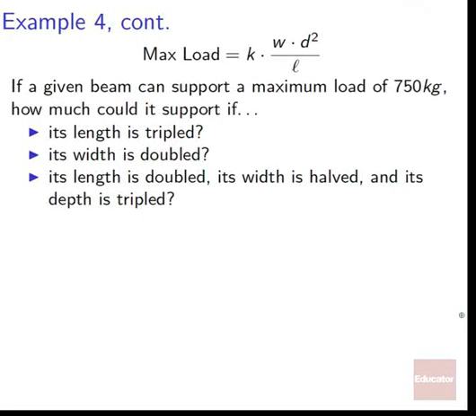Okay, so now that we've got our max load formula here, if a given beam can support a maximum load of 750 kilograms, how much could it support if its length is tripled, or its width is doubled, or its length is doubled, its width is halved, and its depth is tripled? Uh-oh, wait a second. We don't have any information. The way we did all of these previous problems was they gave us enough to figure out K, and then we used K to figure out the rest. We don't have any specific numbers to work with, so what are we going to do?